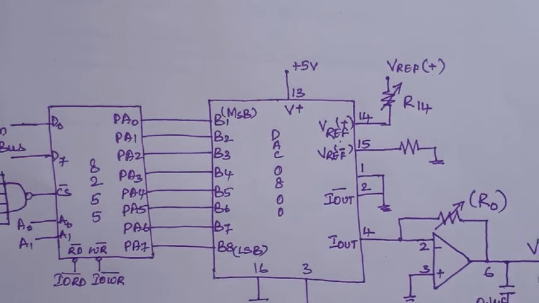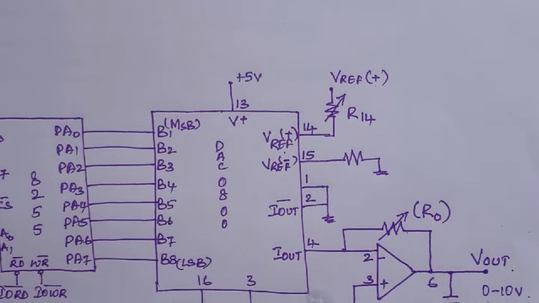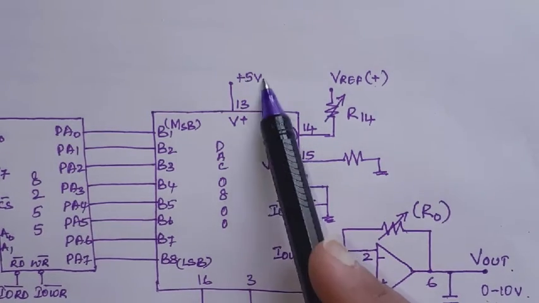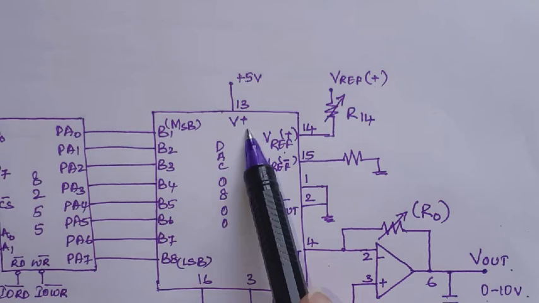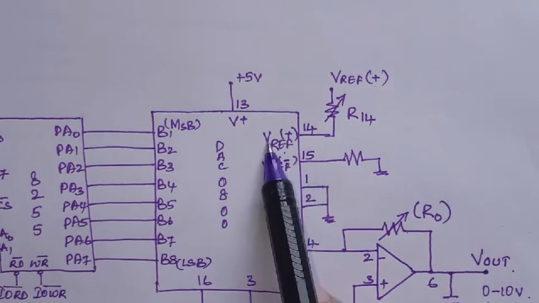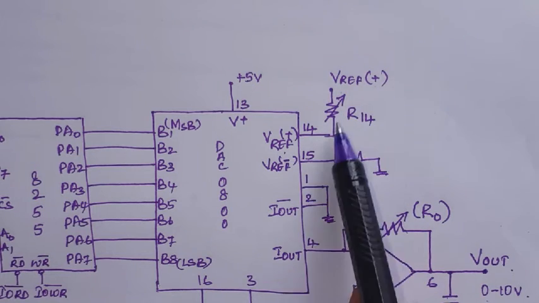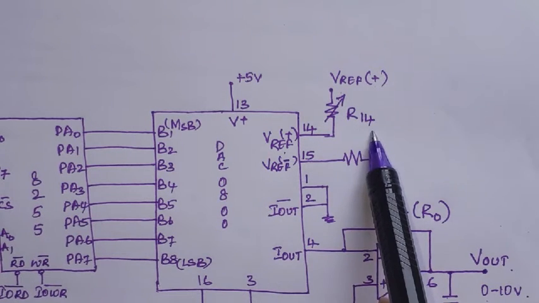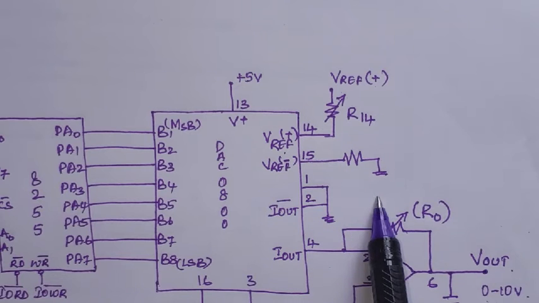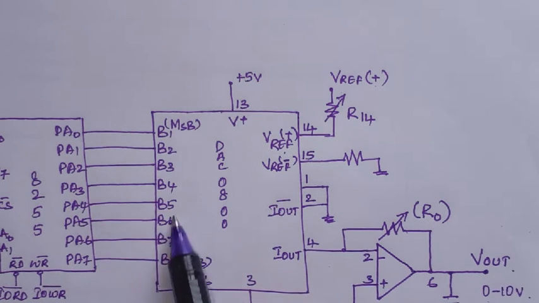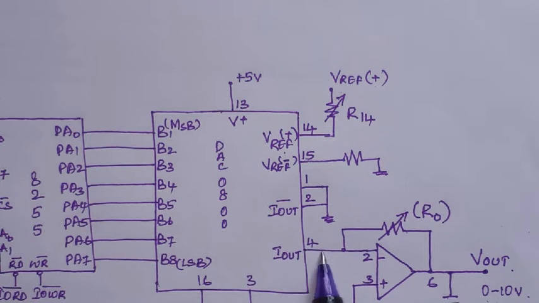Here this is the digital input. This is the supply voltage, plus 5 volts given to V plus, the 13th pin. Then V reference positive is connected to the reference voltage, given here through the resistor R14. Here negative is connected to ground. Then this is the 4th pin. At the 4th pin, I out, this is where we get the current output. This digital input equivalent current output we get here.